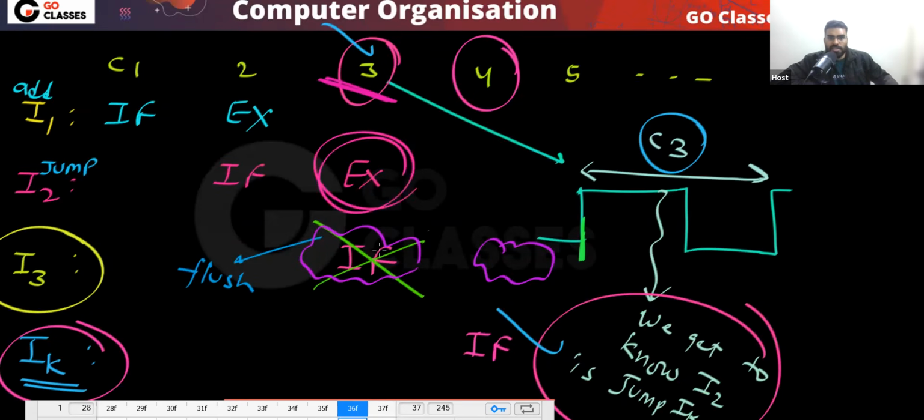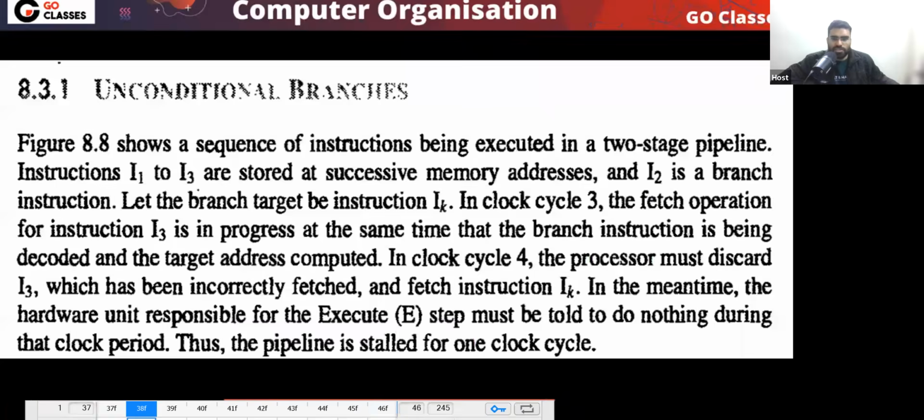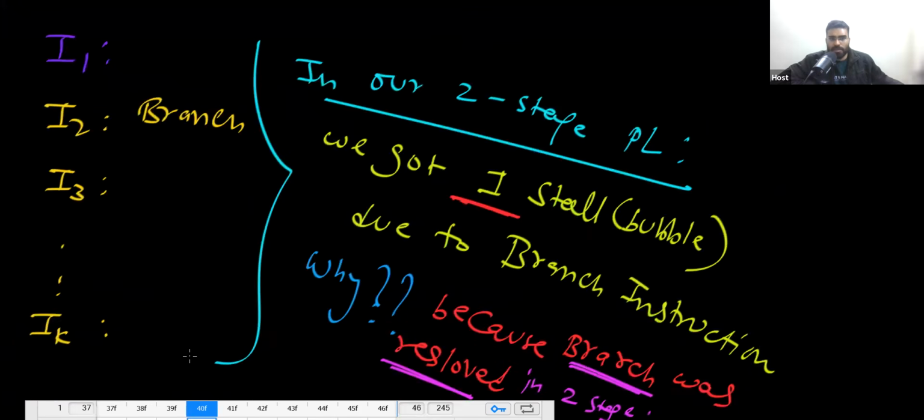In this second stage, which is the execution stage, you are finding out where we are going. That is called branch resolution. Branch resolution means you are finding out where to go, which instruction to execute. Okay, so that is the point.